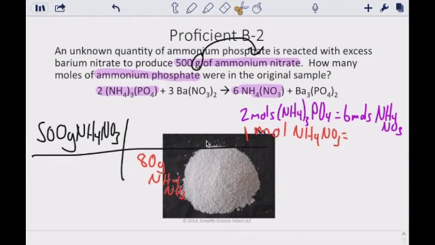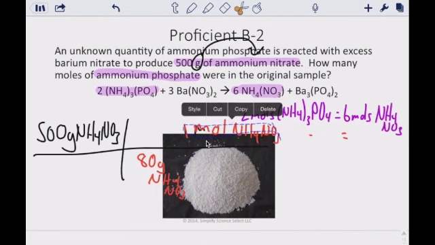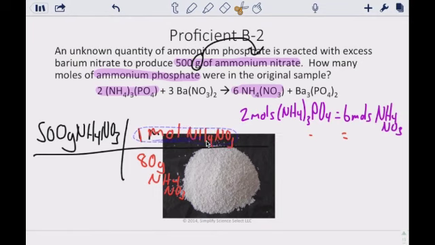Oop, don't want to move that too much. So we put the other half... it just doesn't want to move. The other half on top. And then we keep going because we haven't used all our conversion factors.